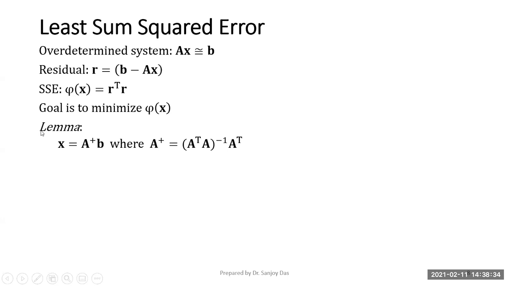our goal is to minimize this. And so I state this in the form of this lemma here. The solution to this, the minimum of this phi of x, is this: x equals A plus b, where A plus is (A transpose A) whole inverse times A transpose. A plus is called the pseudo inverse of this matrix A.